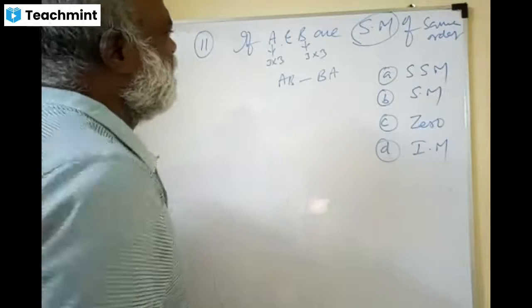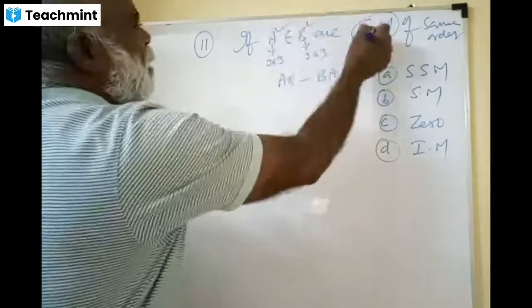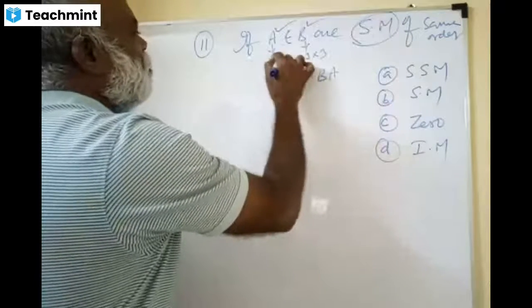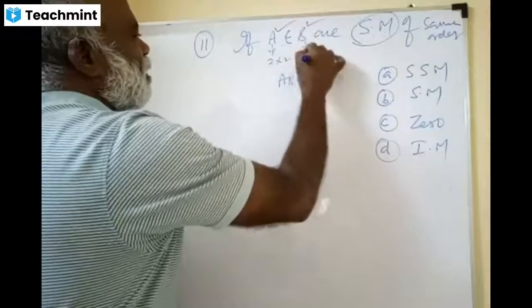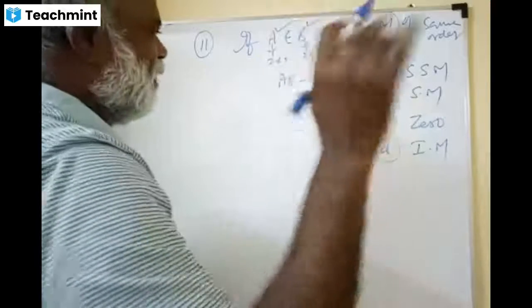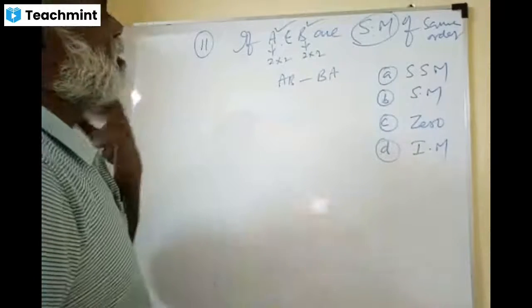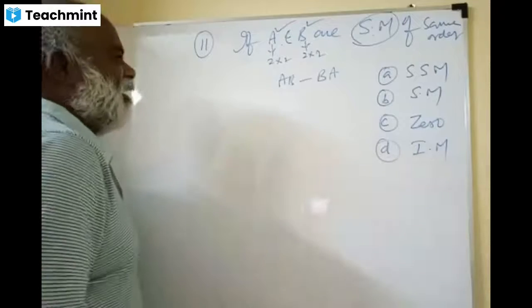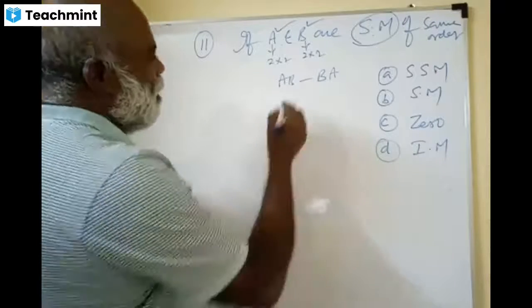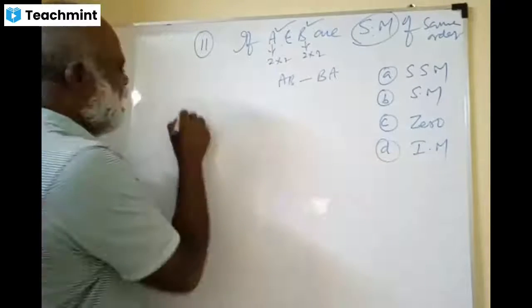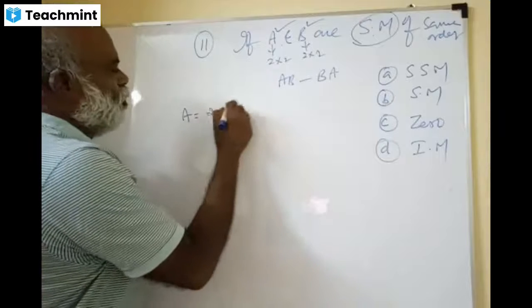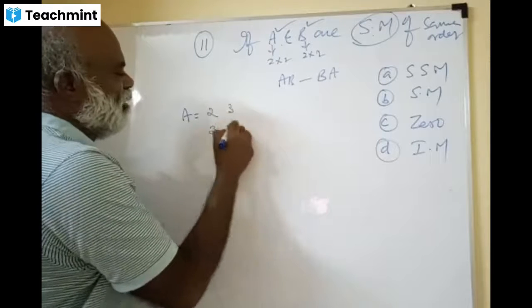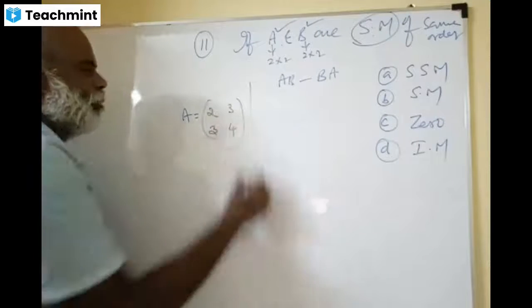Friends, A and B are symmetric matrices. Let us take 2 by 2, the simplest one, to verify. Take a simple matrix: A is 2, 3, and 3, 4. Is it symmetric?